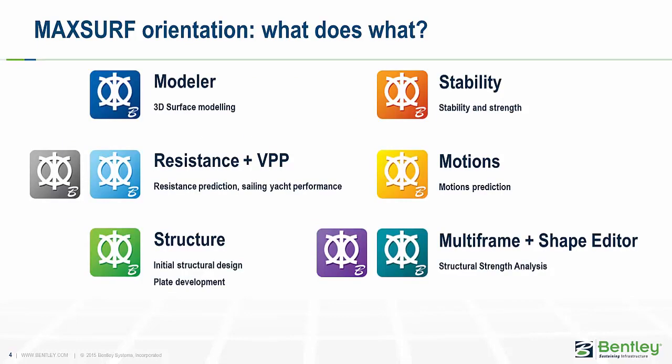Within MaxSurf are a range of applications, each with its own specific function. The main application is Modeler, which is used to generate your ship model. It is a 3D NURB surface modeling application in which you can either create your NURB surface model from scratch or import existing models or data from external sources. Modeler is the application where you will normally start. Once the model has been created in Modeler, it can be used for analysis in the other applications.